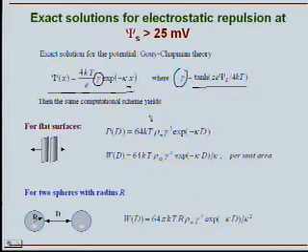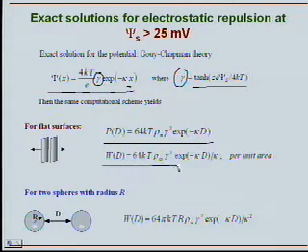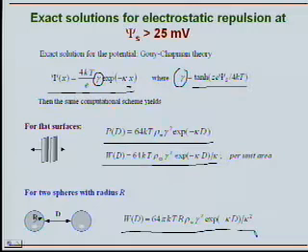And then when you do the exact solution, this is what you obtain for the pressure between two surfaces. This is what you obtain for the energy of interaction per unit area. And this is what you obtain for the energy of interaction between two spheres of radius r.